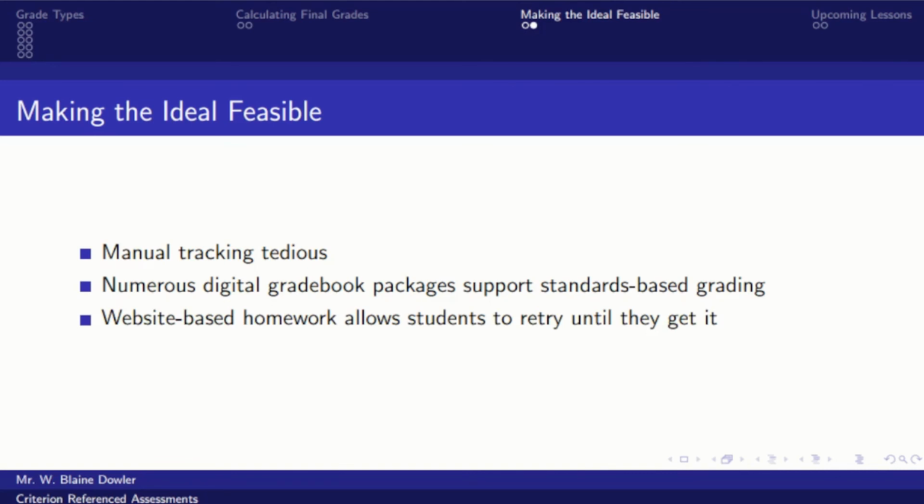I'm also a big fan of using website-based homework that allows students to retry until they get it for that formative assessment stage. So this way they can keep going until it starts to make sense, until they sort it out, with no real punishment for not getting it right the first time. They can always improve if they've made errors.